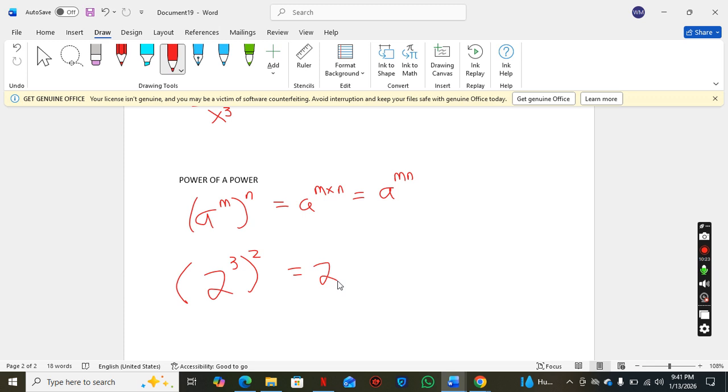Okay, so it will be 2 open brackets the power 3 times 2, which will give us 2 to the power 6. And 2 to the power 6, we get 64.